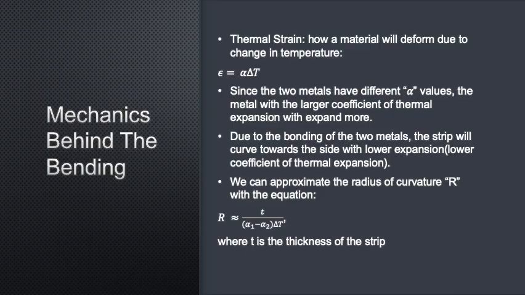thermal expansion coefficient. And when we have this bending, we can approximate the radius of that curvature, r, with this equation given here, with t over the difference of the coefficients of thermal expansion times the change in temperature. And that little t is the thickness of the strip of the two metals.